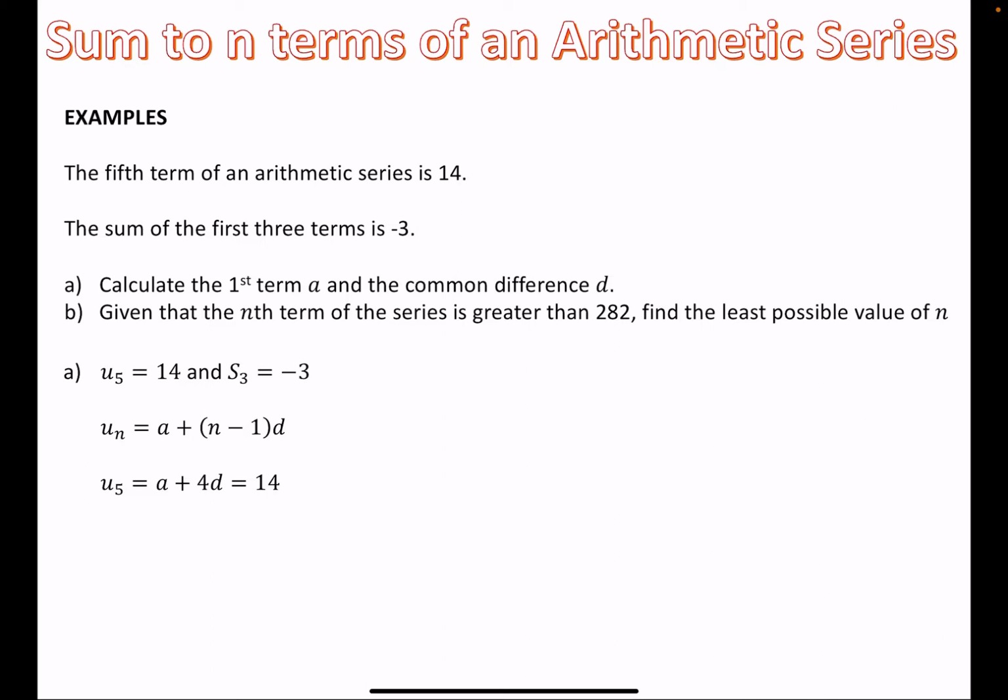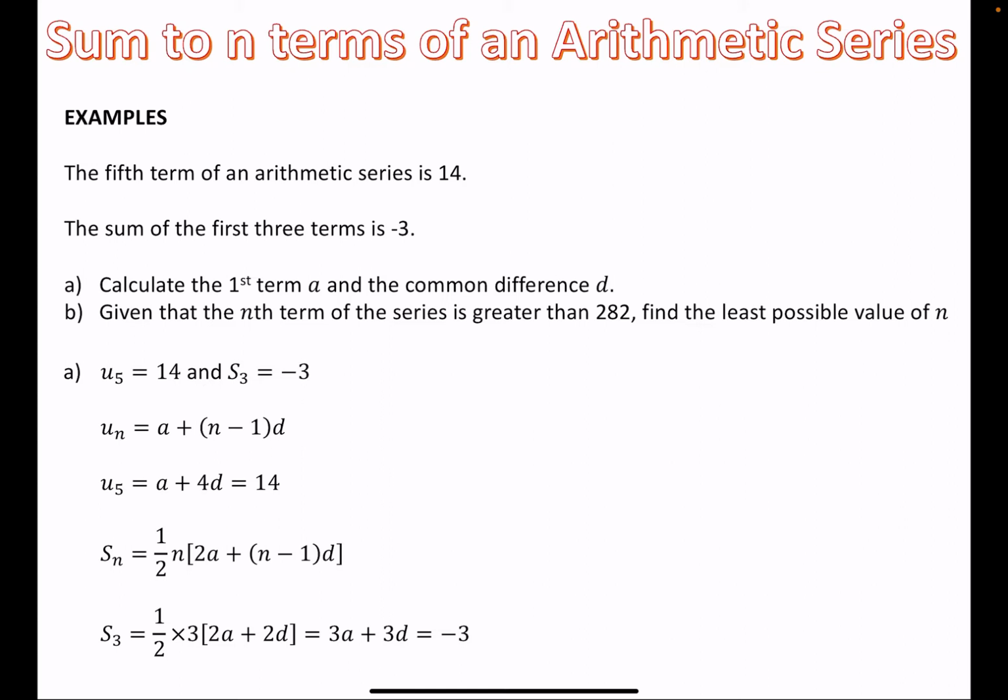Okay, so you'll probably be able to see where this is going by now. We can't do anything more with that, but we can work on the fact that we know the sum of the first 3 terms is minus 3. We can plug what we know into this one. Again, we know what n is. We know that n is 3 because it's the first 3 terms. We don't know the exact first term. We don't know the difference, but we can get an equation in terms of a and d.